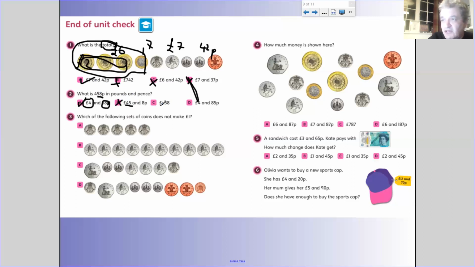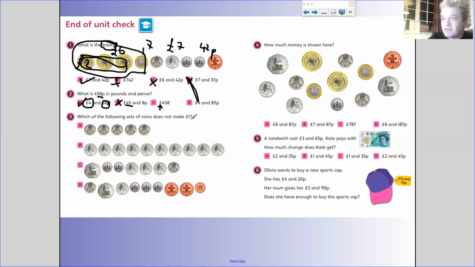Here again, the unit that I've got here is pounds. The unit here is pence. 458 pence is not the same as 458 pounds. 458 pence, I'd have a stack of 458 1-pence pieces. If I had 458 pounds, I'd have 458 pound coins. And these are 100 times the value of a penny, because there's 100 pence in £1.